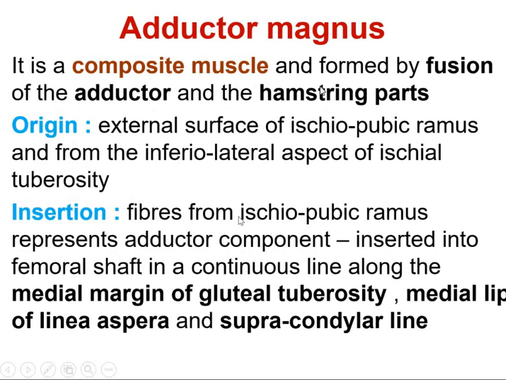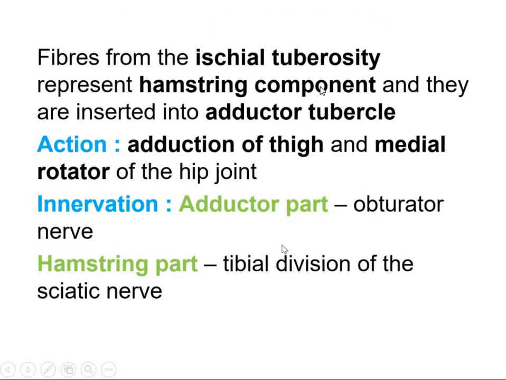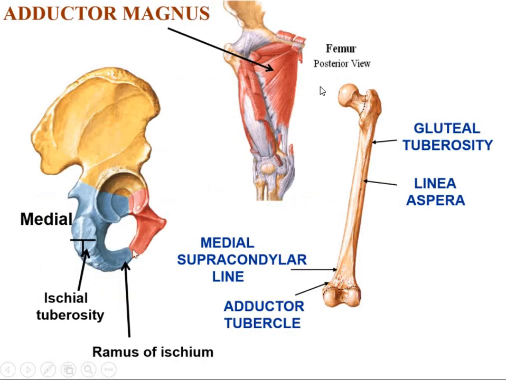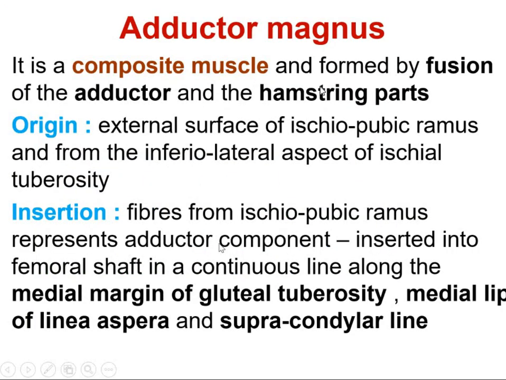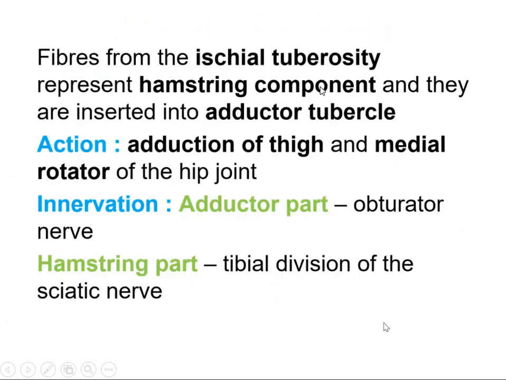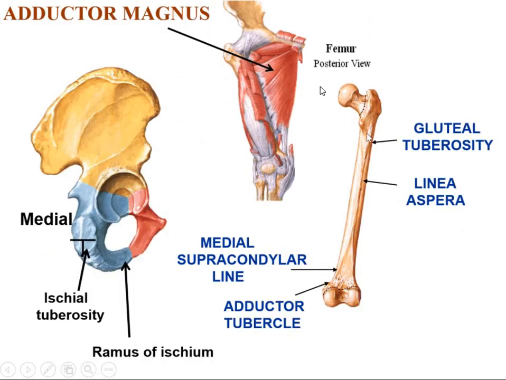Insertion: fibers from the ischiopubic ramus represent the adductor component. The fibers which originate from here will go to the adductor compartment, and from here they will go to the hamstring part or the posterior part. This adductor component is inserted to the femoral shaft in a continuous line along the medial margin of the gluteal tuberosity, then the medial aspect of the linea aspera and the supracondylar line. So they are going like this.